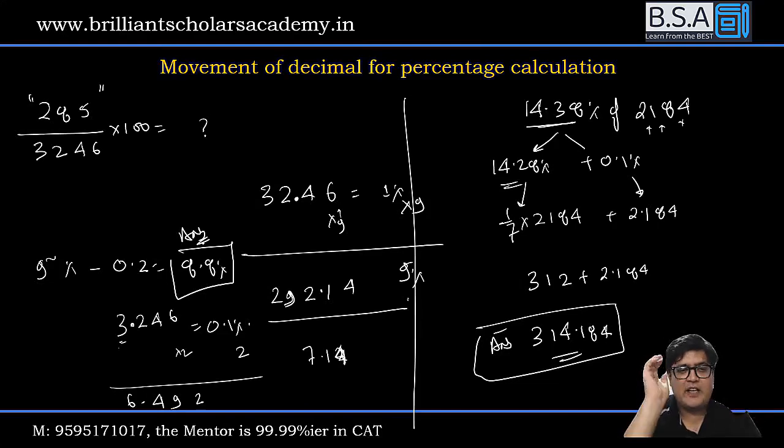Use a calculator and check. Your answer will be 8.83, maybe 8.84, maybe. I will repeat the whole process, don't worry. But first I want you to check the answer. Use a calculator. Divide 285 by 3246 into 100. And comment what value you are getting. I will also give it a try. I'll also try this along with you guys. 285 divided by 3246 into 100. 8.7. Pretty much 8.8 is an okay enough answer.